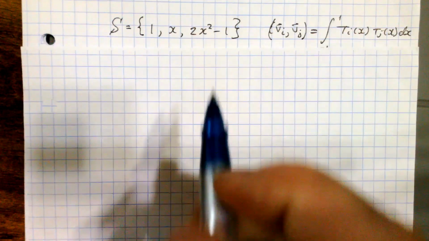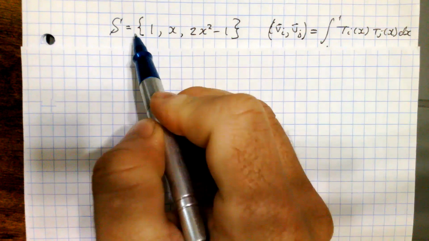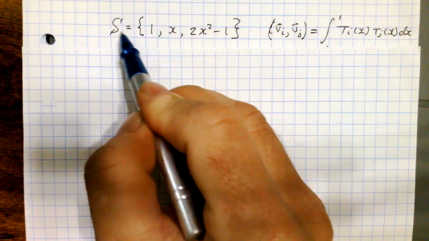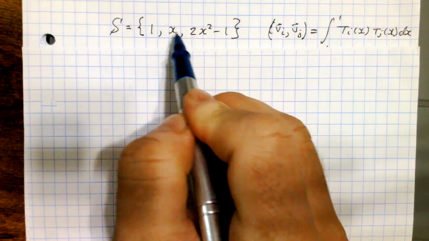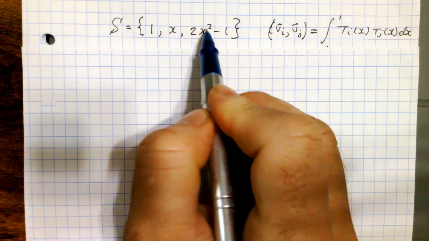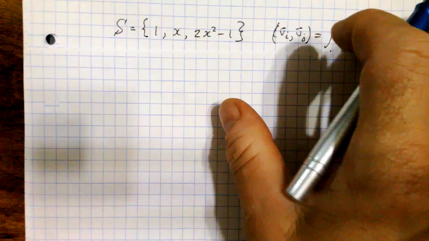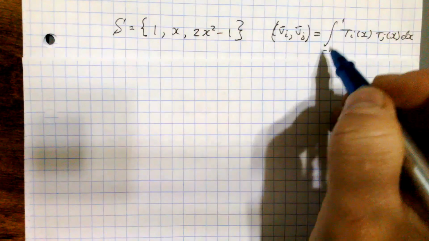In this example, we're given the set of Chebyshev's polynomials. We're given the first three, so our set is 1, x, and 2x squared minus 1. The Chebyshev polynomials have the norm over the interval from -1 to 1.